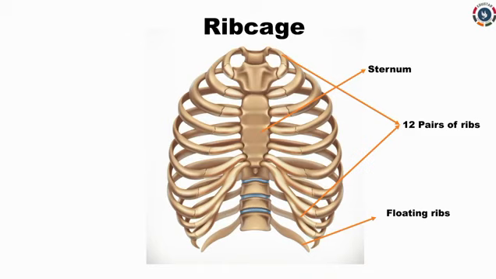Ribs are thin and curved bones. They are attached to the sternum in the front and the backbone at the back. The last two pairs of ribs are not attached to the sternum. You can see it in the picture. They are called floating ribs.